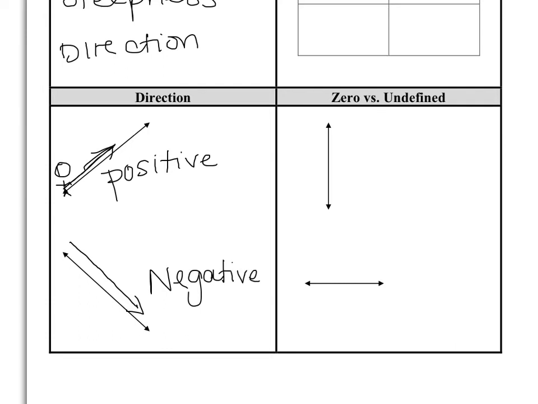And we'll get more into why these two are 0 and undefined, but the horizontal line at the bottom here would be a 0 slope, and this line right here would be undefined.